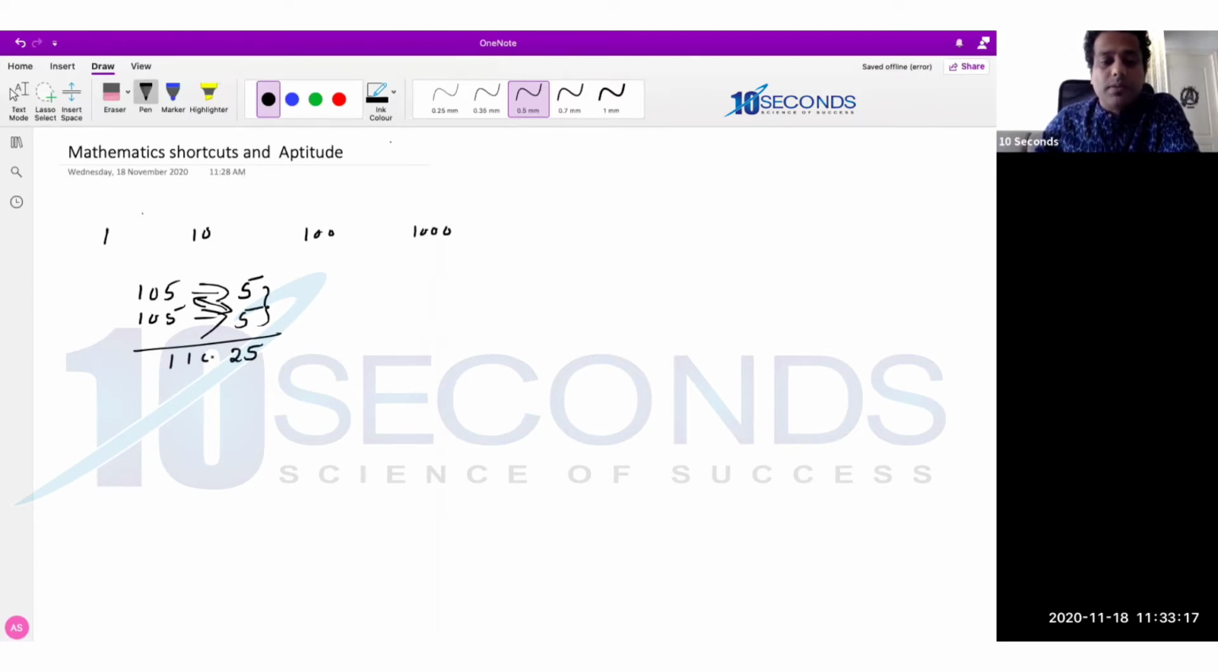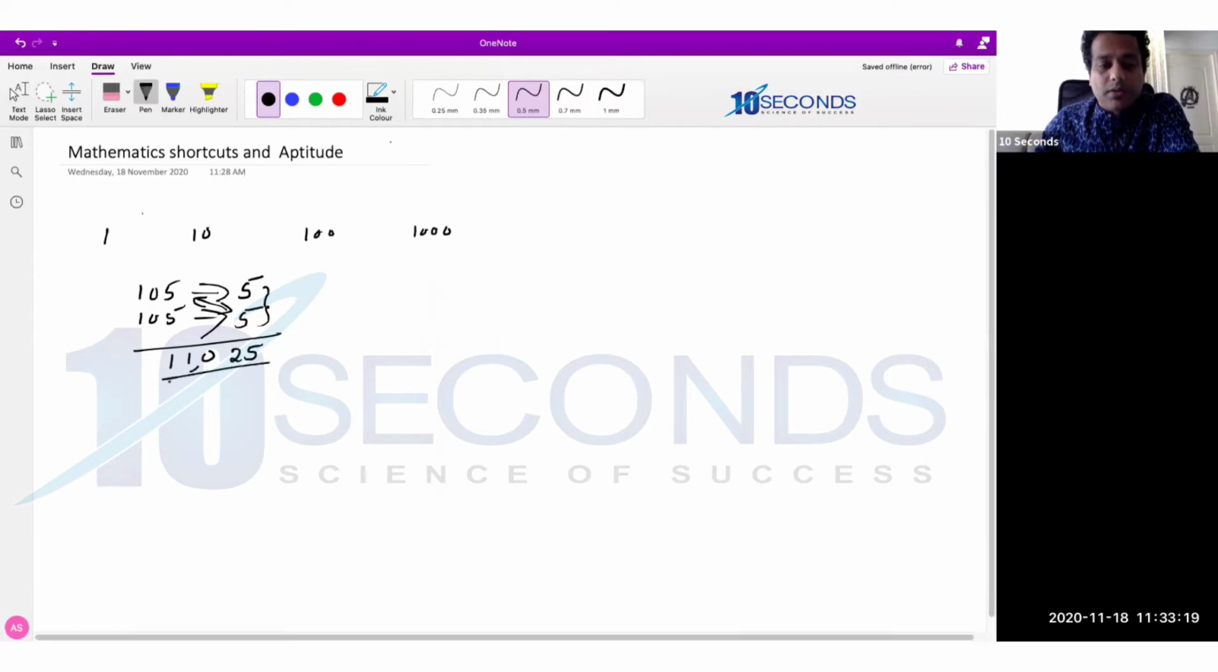So when you multiply 105 with 105, what you get is 11,025. I'll repeat. 105 is 5 more than 100. The other number 105 is also 5 more than 100. 5 into 5 is 25, you can see here. Then 105 plus 5, if you add it, you'll get 110. Okay.